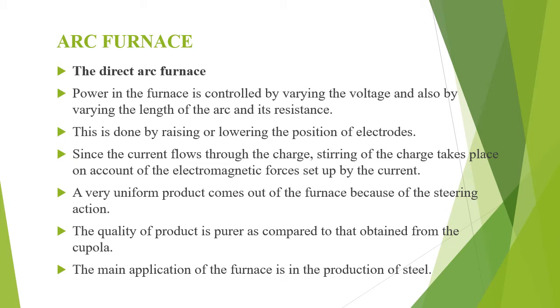The length of the arc and the arc resistance is varied by raising or lowering the position of the electrodes. Since current flows through the electrode to the charge, stirring of the charge will take place because of the electromagnetic force which is set up by the current. By the stirring action, a uniform product comes out of the furnace and the quality of the product is pure as compared to that obtained from the cupola. The main application of this furnace is in the production of steel.